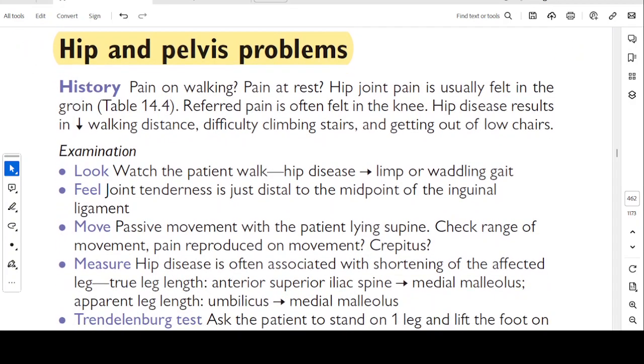Hip and pelvis problems. History: pain on walking, pain at rest. Is there pain on walking? Is there pain at rest? Hip joint pain is usually felt in the groin. Referred pain is often felt in the knee. Hip disease results in reduction in walking distance, difficulty in climbing the stairs and getting out of low chairs.